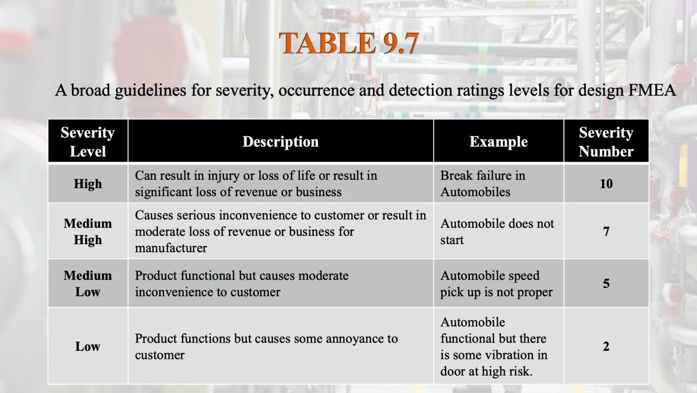It is also given in the unit. You can read it, you can understand very well. For example, here you can see that if the severity number is 10, then the severity level will be high. So for example, brake failure in an automobile. Brake failure means there is a high risk.